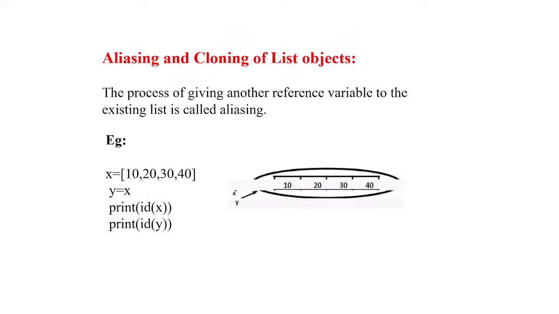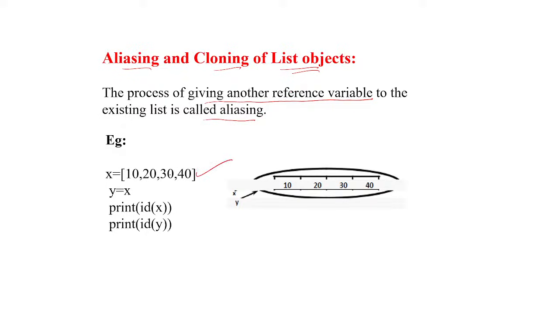Okay. Then aliasing and cloning of list objects. This is one more important topic to be observed. So what do we mean by aliasing and what do we mean by cloning? The process of giving another reference variable name to the existing list is called aliasing. So giving another name to the existing list is called aliasing.